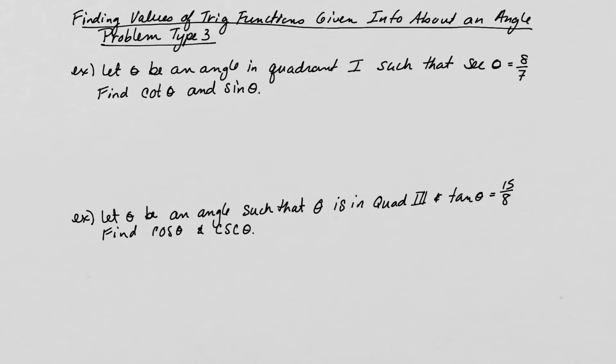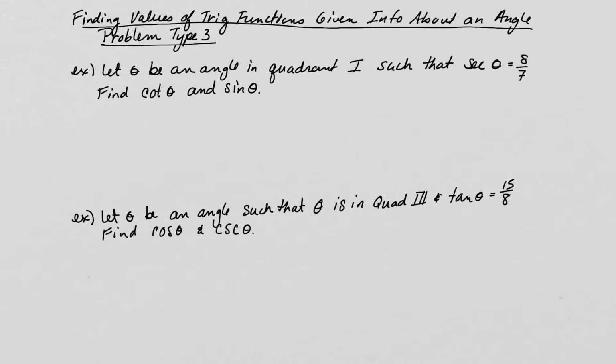So in this video, we're going to keep trying to find values of trig functions based on information we're given. So I have two problems for us to look at here. The first one says, let theta be an angle in quadrant 1 such that the secant of theta is equal to 8/7. Find the cotangent and the sine.